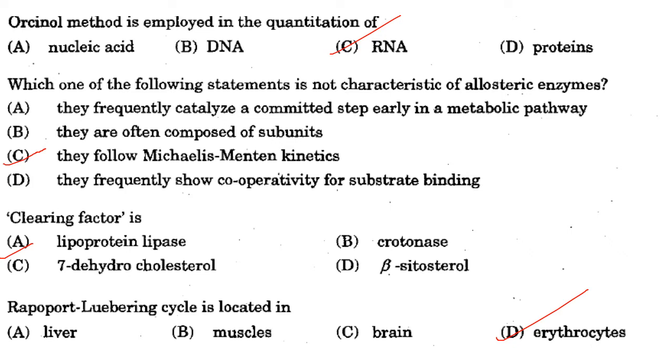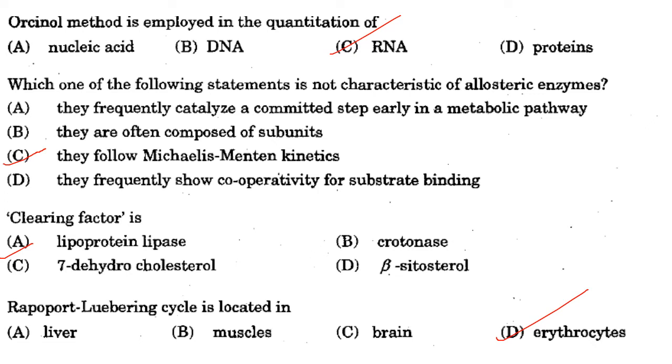Which of the following statement is not characteristic of allosteric enzymes? Allosteric enzymes, they follow Michaelis-Menten kinetics. So that is the answer. But actually the allosteric enzymes, they do not obey Michaelis-Menten kinetics, but instead they have sigmoidal kinetics. Then clearing factor is a lipoprotein lipase, and it is responsible for the removal of most of the plasma triglycerides from the bloodstream.